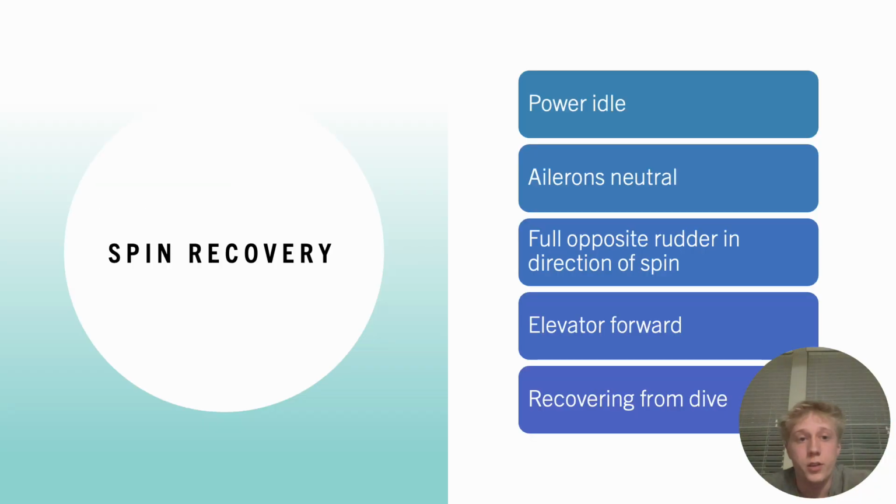The standard spin recovery is you pull the power to idle, you go ailerons neutral, you apply full opposite rudder in the direction of the spin, you move the elevator forward, and then you slowly recover from the dive. You're going to be in a pitch down attitude, so you want to make sure not to just yank back on the yoke, or you could potentially stall again. So you want to gradually pull back on the yoke and then slowly apply power to get yourself back to a level attitude.